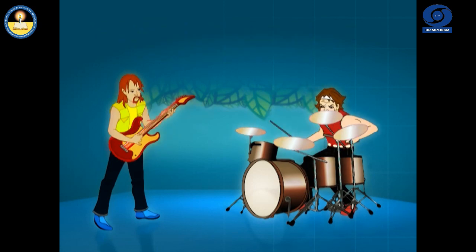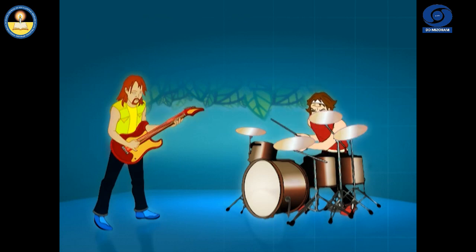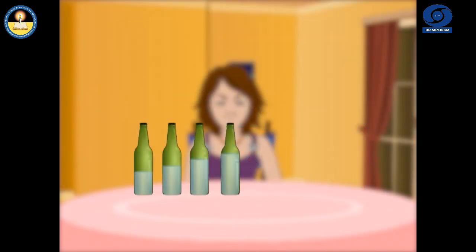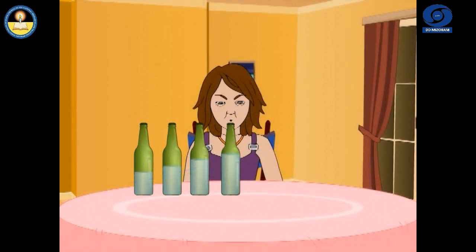Let us see an activity to differentiate between the sounds of different frequencies. Take a few bottles of the same type filled with water up to different lengths. Now, blow air across the mouth of each bottle.